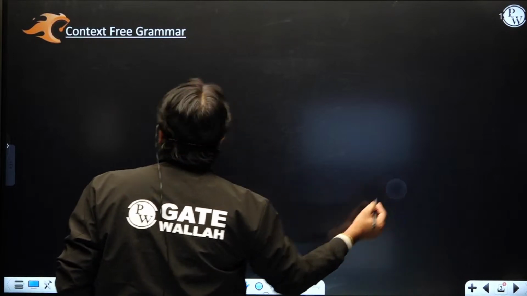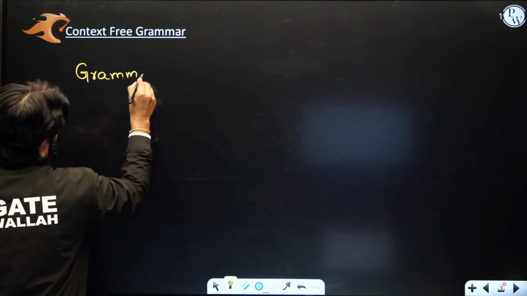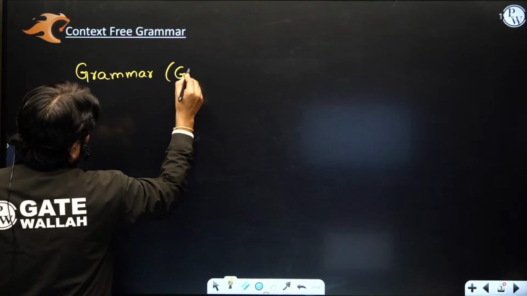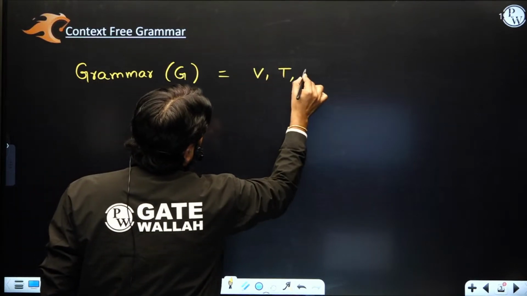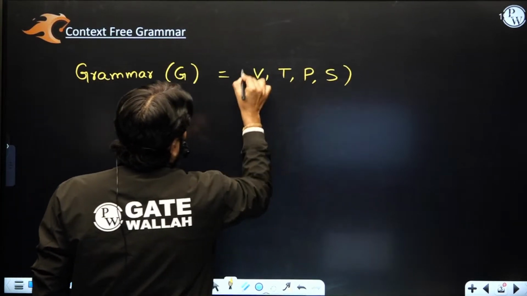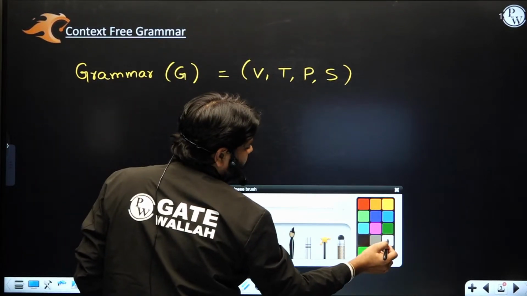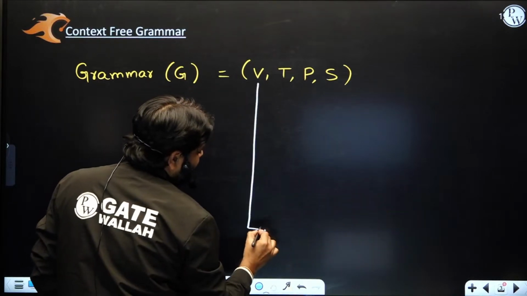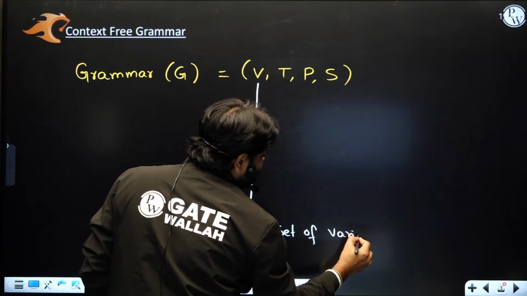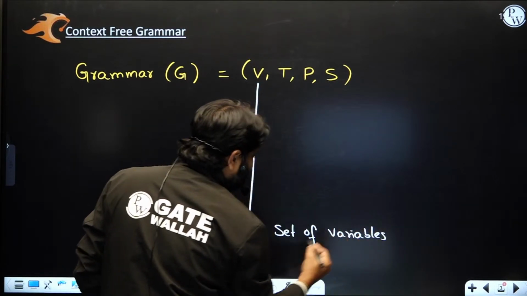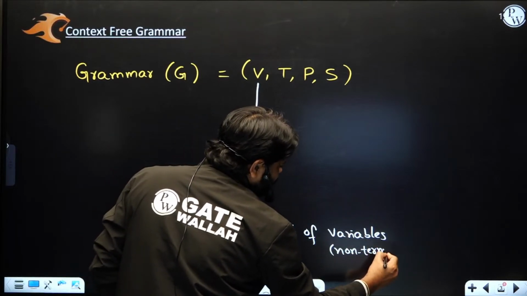So what is a grammar? You are already aware of it, right? Let's say G is a grammar. We always represent it using 4 parameters: V, T, P, S. What is V here? V represents the set of variables. Maybe you can assume them as symbols, or mainly we will assume here the non-terminals. Assume that terminals are not there in these variables.